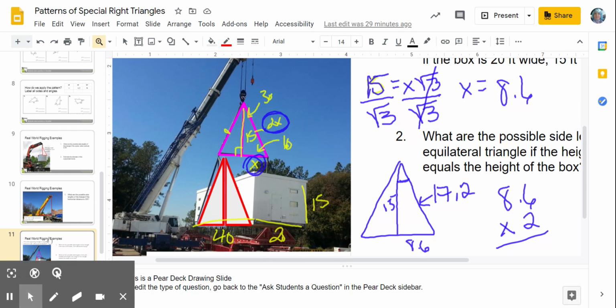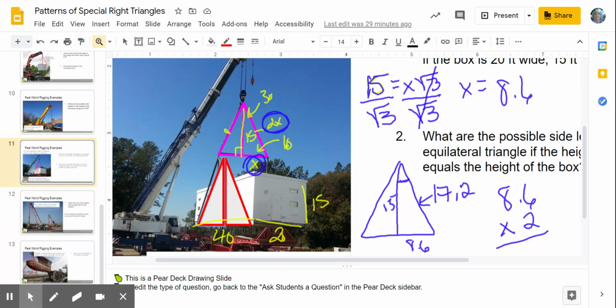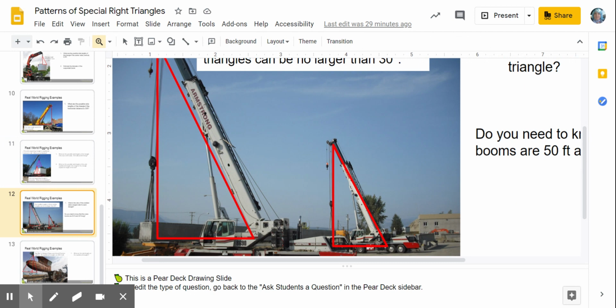You guys are going to be so tired of looking at cranes today. I think we've got 2 more slides, and then we'll be done. Okay. Slide 12.